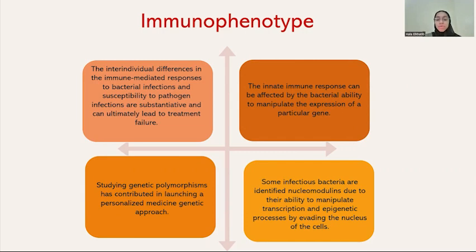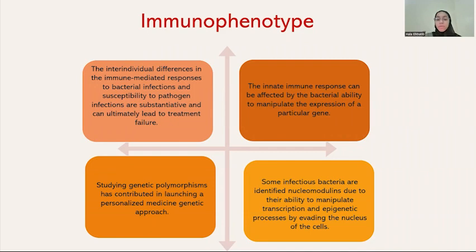The innate immune response can be affected by bacterial ability to manipulate the expression of particular genes. For instance, some infectious bacteria are identified as nucleomodulins due to their ability to manipulate the transcription and epigenetic processes by entering the nucleus of the cells. Understanding the immunophenotype of both the host and pathogen is key to understanding and manipulating their genomes and determining antibiotic treatment outcomes.